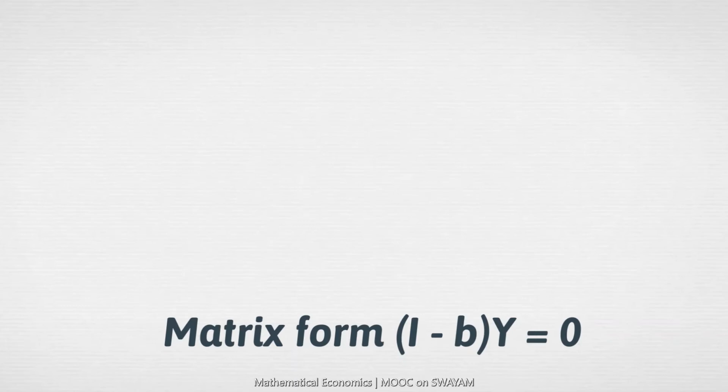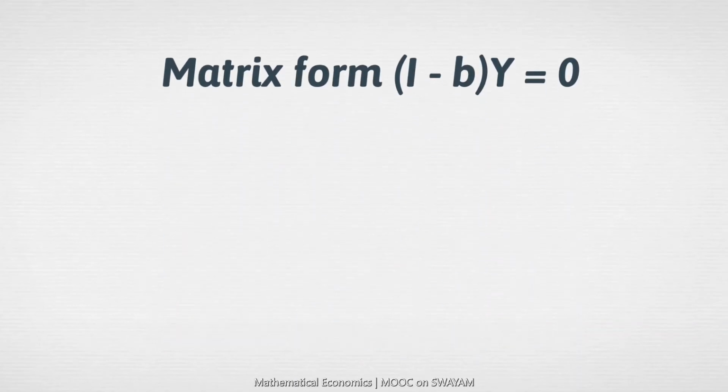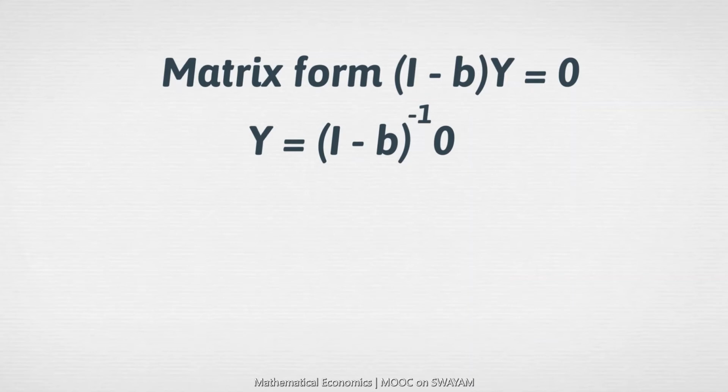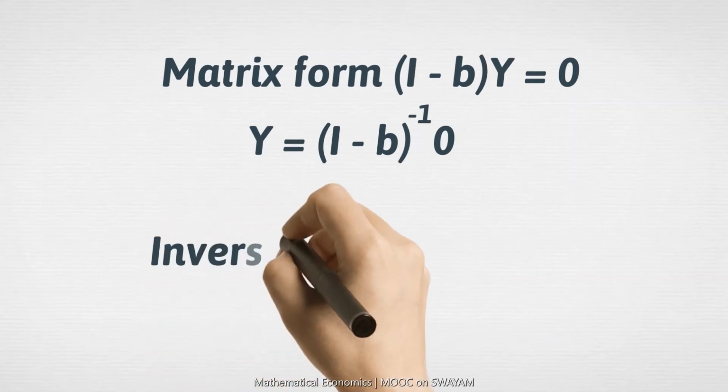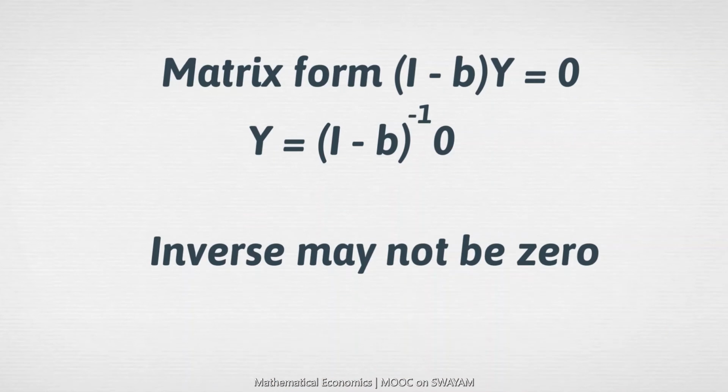On simplifying, we have y is equal to (I minus b) inverse into 0. Note that the inverse may not be equal to 0. There may be two cases.